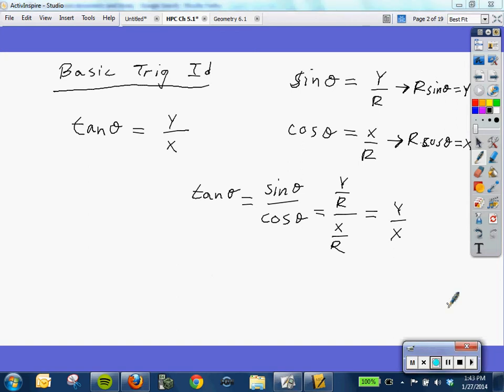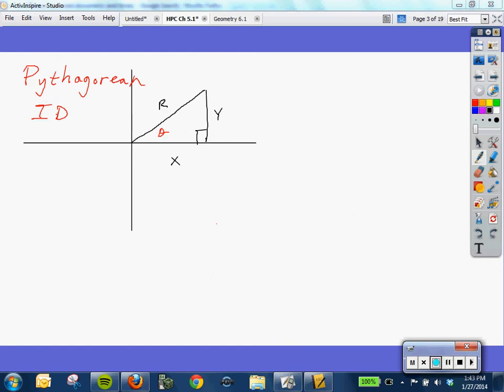Okay, so let's move on. We're going to look at the Pythagorean identities now. We're going to start off with a right triangle in the xy system, and we have theta here. X is along the horizontal, y along the vertical, and we have our r along the hypotenuse there. The Pythagorean theorem says that x squared plus y squared is equal to r squared.